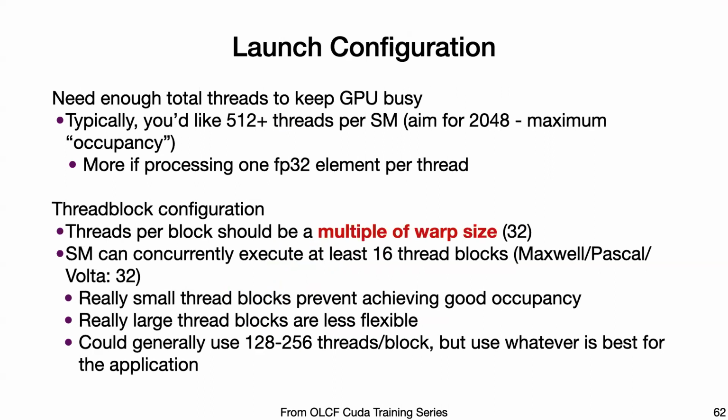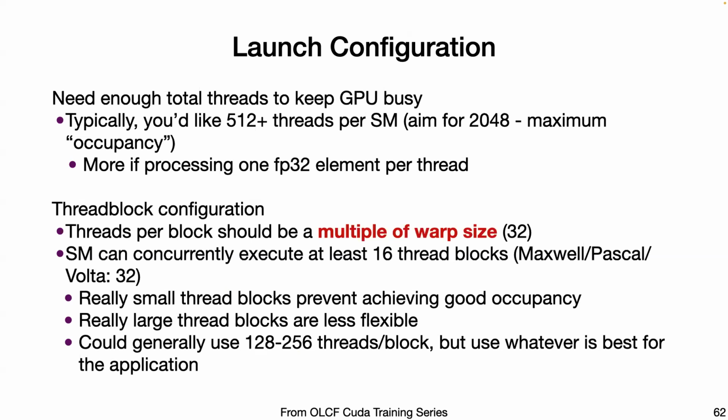So you need as many threads as possible to keep your GPU busy. Ideally, you want 512 threads at least per SM. Aim for 2048, but 512 is usually fine. And you want more threads if you're doing one math operation per thread, because one thread can ideally issue 2 instructions per cycle. If you're only doing 1 instruction per cycle, then you need to double the number of threads to match.